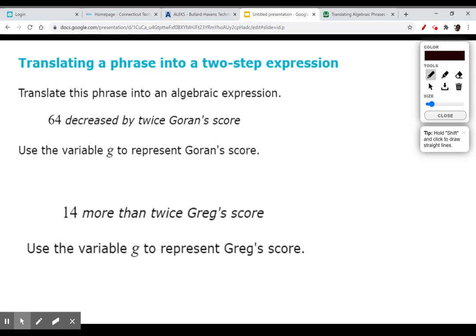Okay, so this being said, if it's 64 decreased by, that means we're subtracting away from 64. So our solution here is going to be 64 minus, and then we're told twice Goran's score. Well, twice is an indication of multiplication, and we're also told to use letter g to represent Goran's score. So 64 minus twice Goran's score. There's our solution to the first expression.